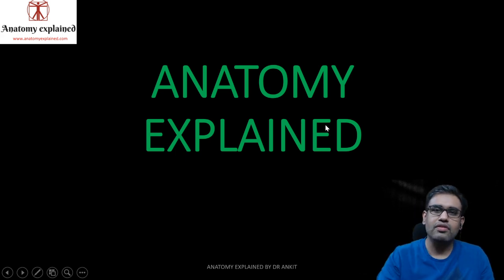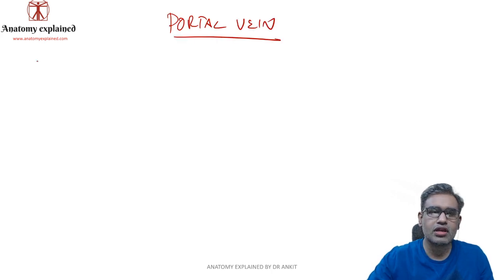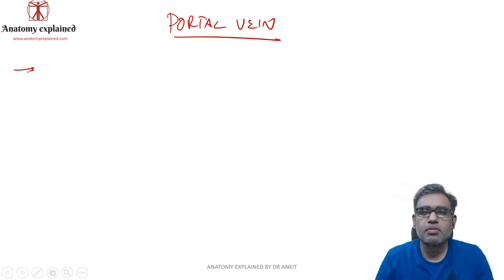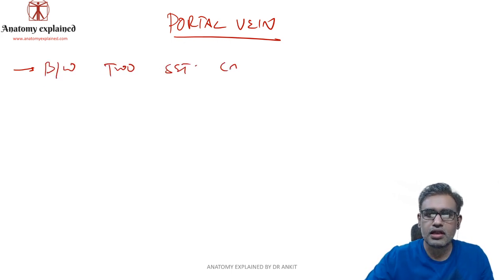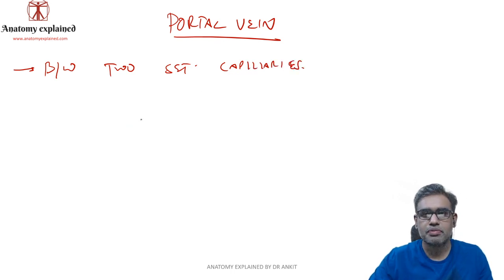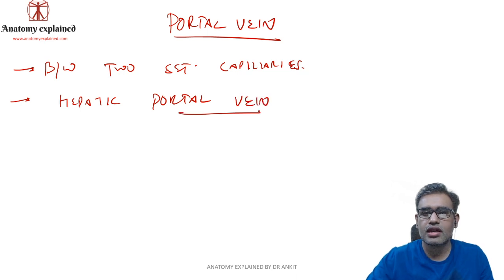So let us start on the topic of discussion today, and the topic is the hepatic portal vein, or simply called the portal vein. So first of all, what is this portal vein? In our body, whenever there is a vascular system between two sets of capillaries, that vascular system is known as the portal system or portal vascular system. And here, the largest portal vascular system is our hepatic portal system. Therefore the hepatic portal system or hepatic portal vein is also simply called the portal vein.